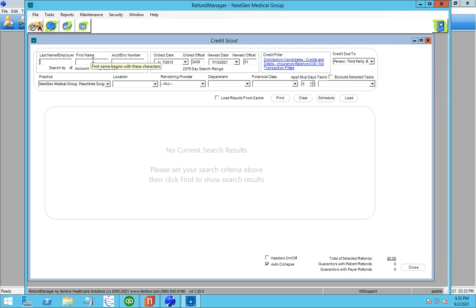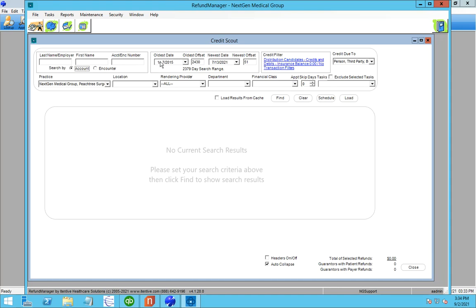These include last name, first name, or encounter number. The last name and first name is useful, obviously, if you're targeting a specific person. The account or encounter number allows you to put in a stream of numbers when you're working off a report or other feed, and you just want to get those without searching the entire database.